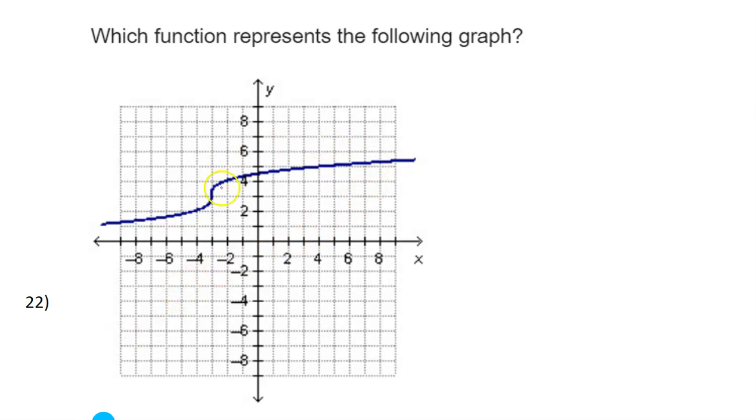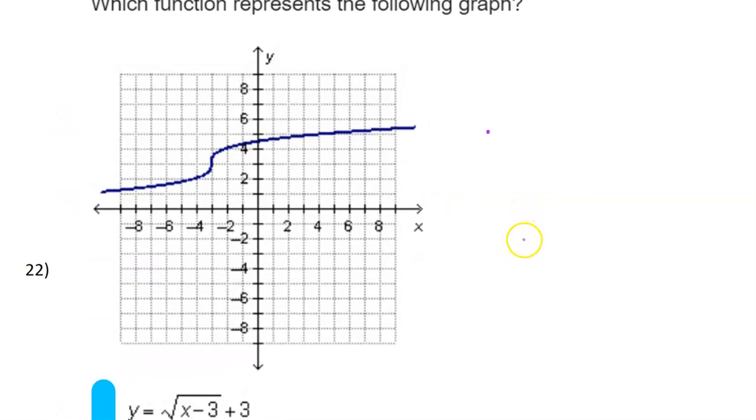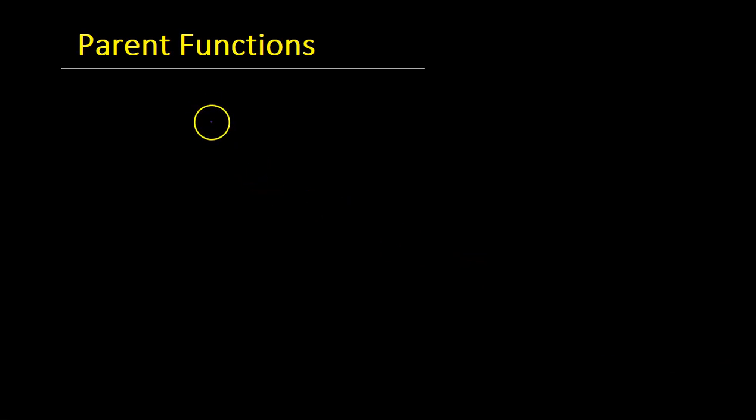In this video, I will show you how to match a graph like this one to its equation. In order to do that, we first must familiarize ourselves with a few parent functions.